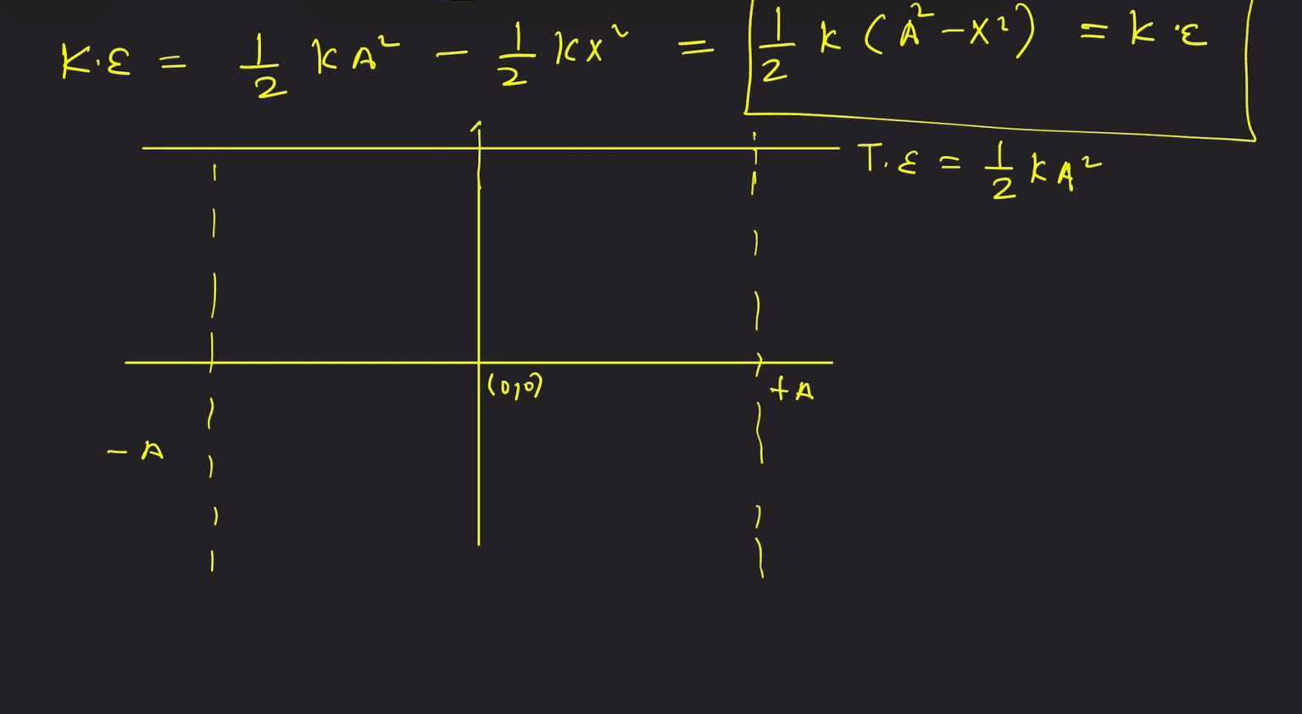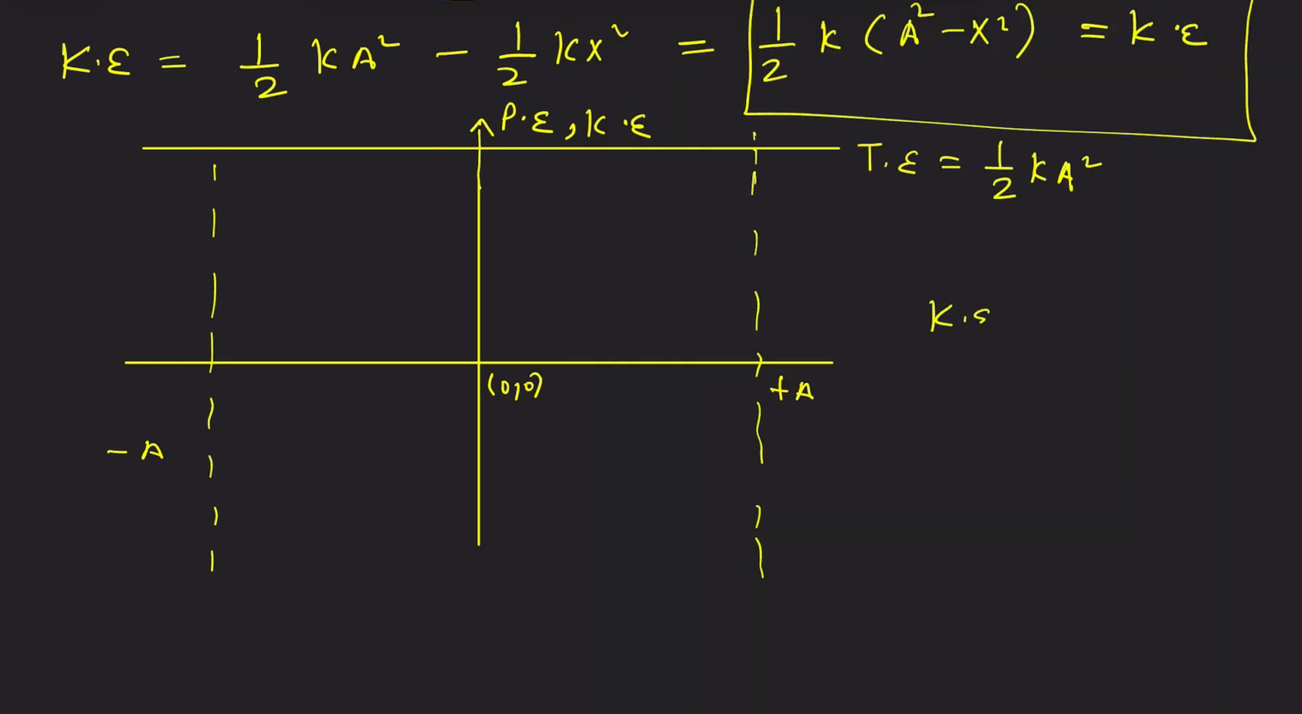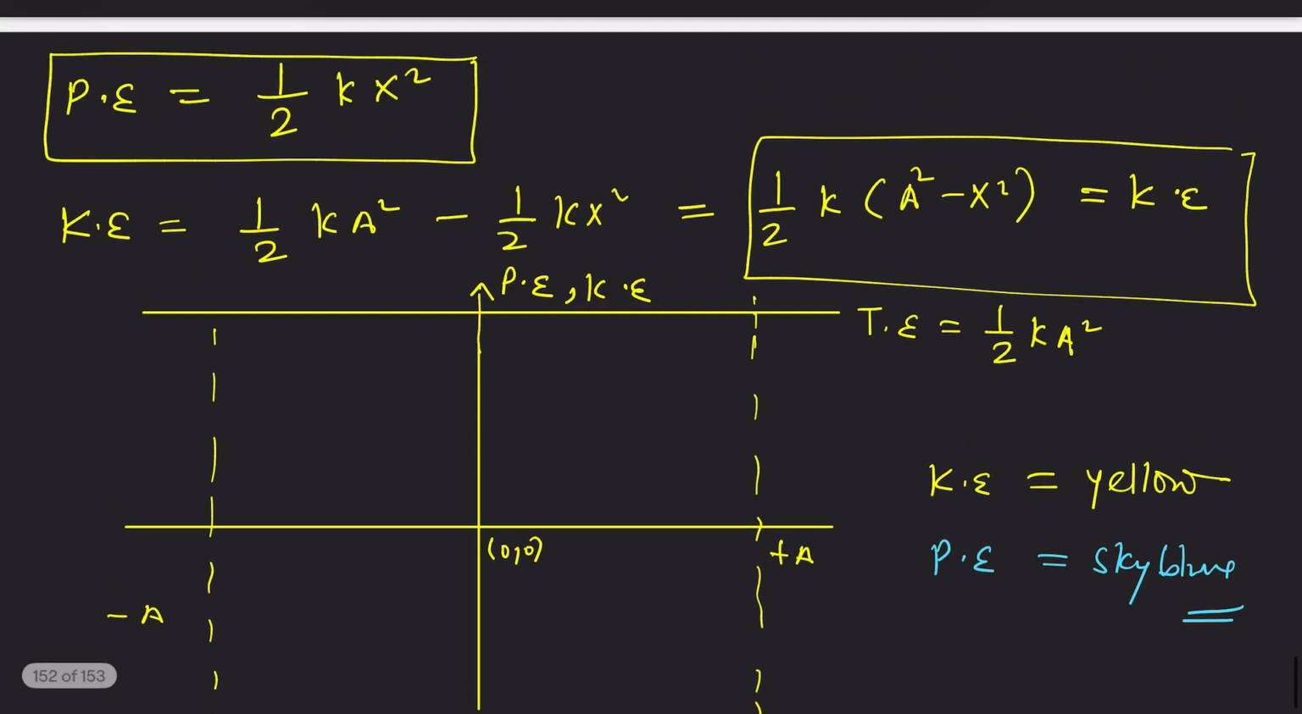This graph can show you potential energy and kinetic energy. For kinetic energy I am taking yellow, and for potential energy I'm taking this sky blue. The potential energy equation is half kx square, which is a parabolic equation.